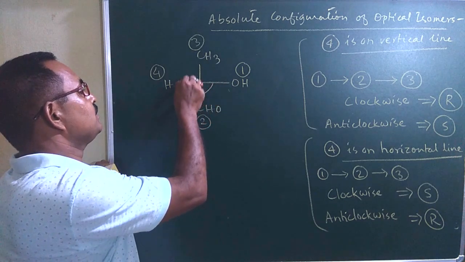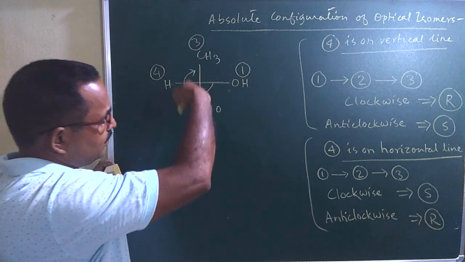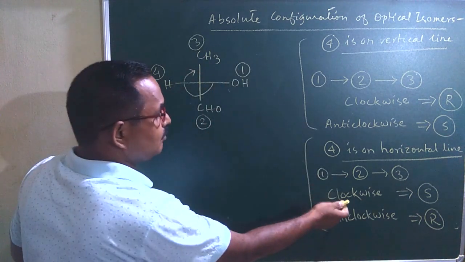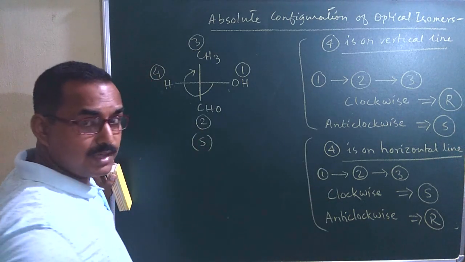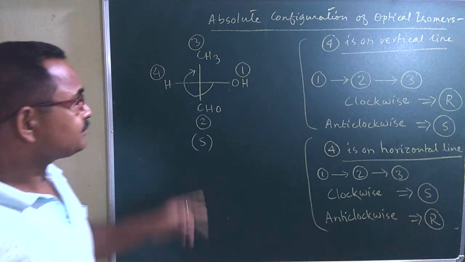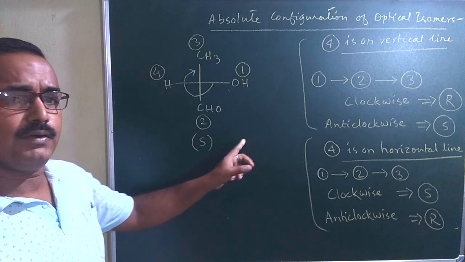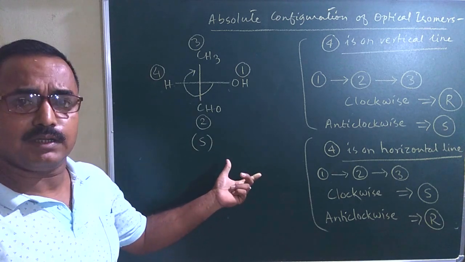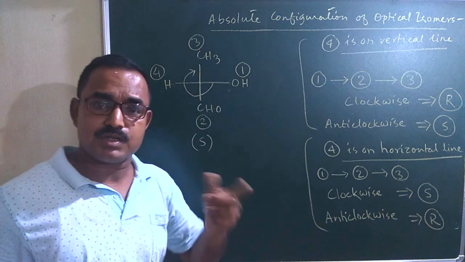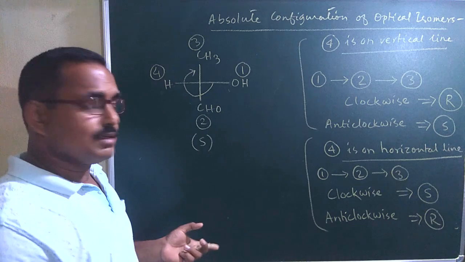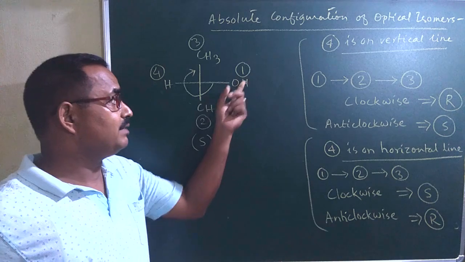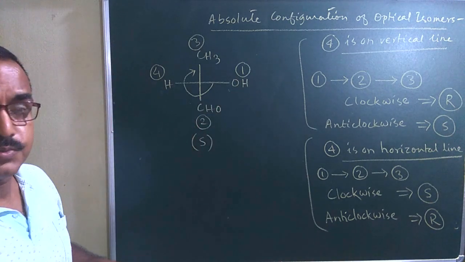Observe the rotational sequence 1, 2, 3. 1 to 2, 2 to 3. What rotational sequence did we get? The rotational sequence is clockwise. If it is clockwise, the configuration will be S. Okay? So in this way, we can assign R or S configuration of an optically active compound, provided we know the CIP process of assigning priorities. Very simple. Some rules are there. On the basis of those rules, we can assign the priorities of different groups. Okay?